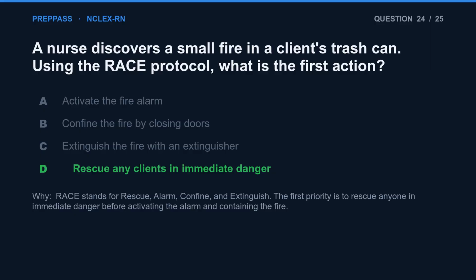The correct answer is D. RACE stands for rescue, alarm, confine, and extinguish. The first priority is to rescue anyone in immediate danger before activating the alarm and containing the fire.